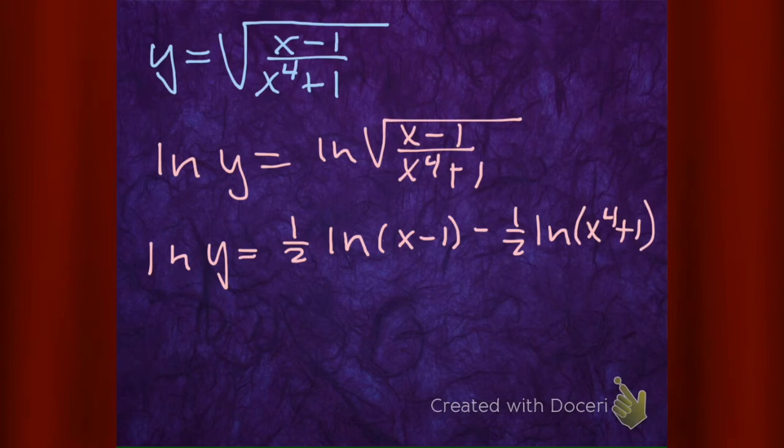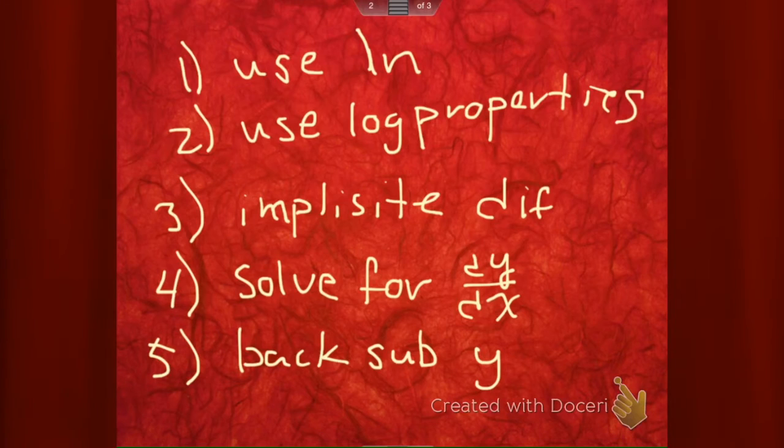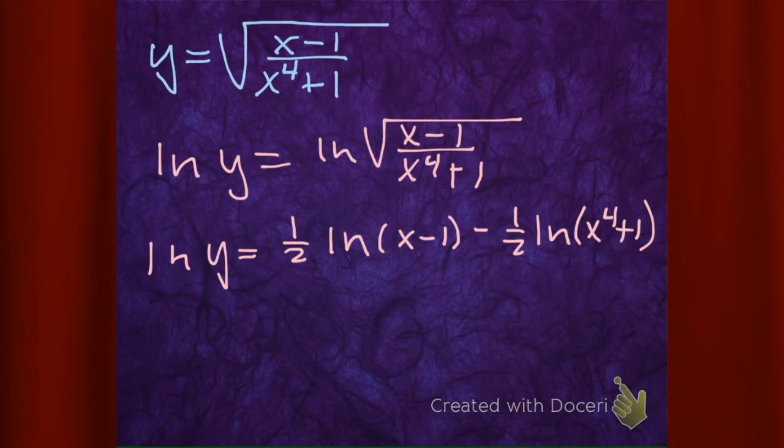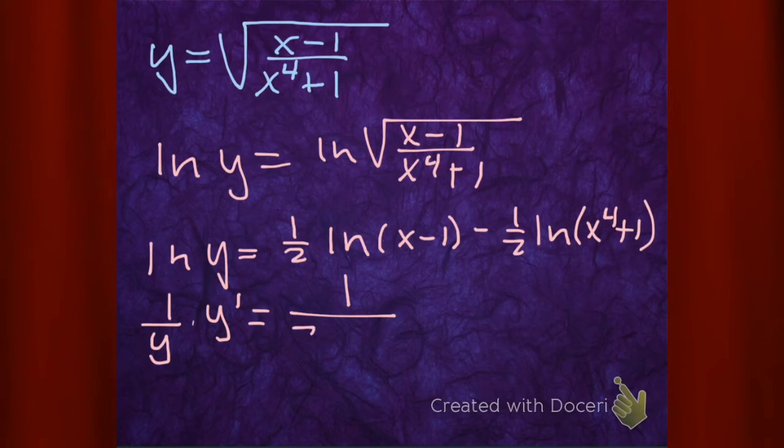So now I take the derivative implicitly. That's step 3. The derivative of the natural log of y is 1 over y. And then every time I take the derivative of a term with y, I tack on a dy/dx, or a y prime. So then, the derivative of natural log is 1 over the argument, times the derivative of the argument.